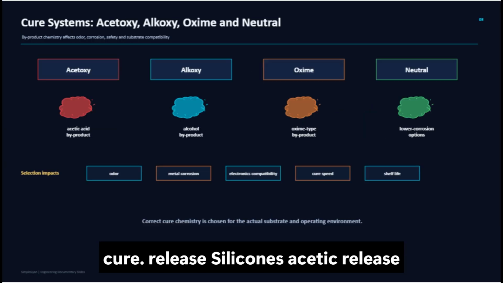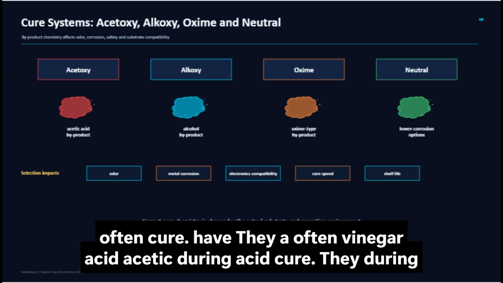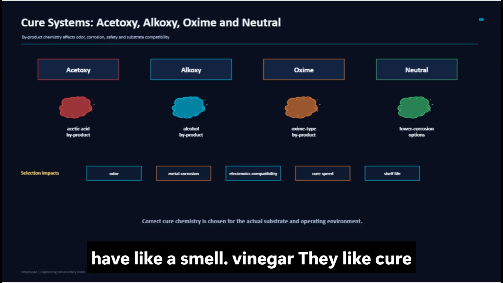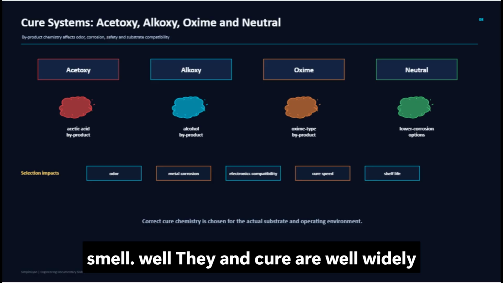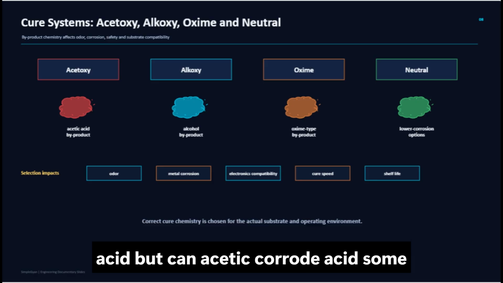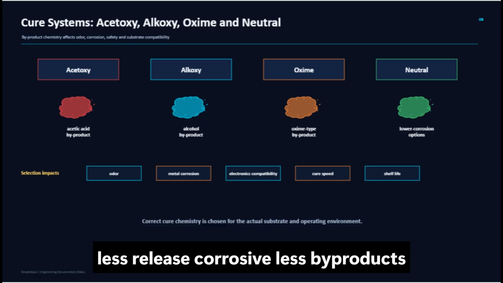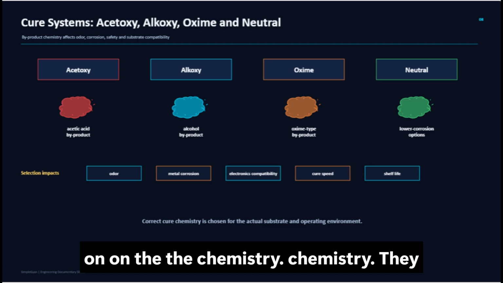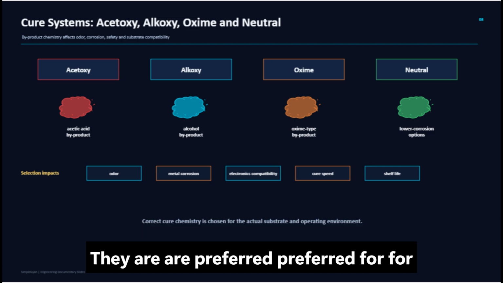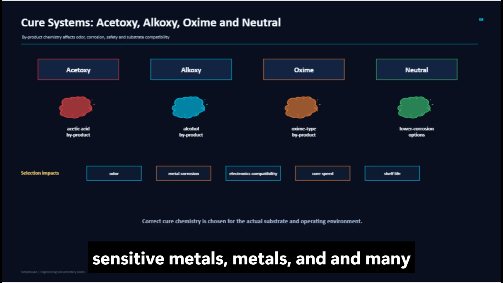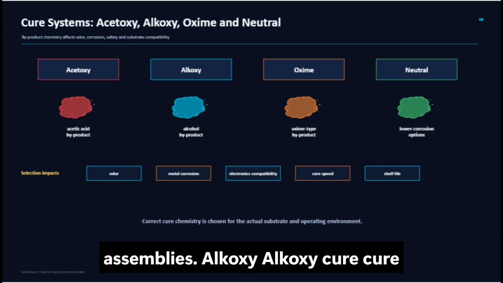Acetoxy cure silicones release acetic acid during cure. They often have a vinegar-like smell. They cure well and are widely used, but acetic acid can corrode some metals or affect sensitive electronics. Neutral cure silicones release less corrosive byproducts, depending on the chemistry. They are preferred for electronics, sensitive metals, and many industrial assemblies.